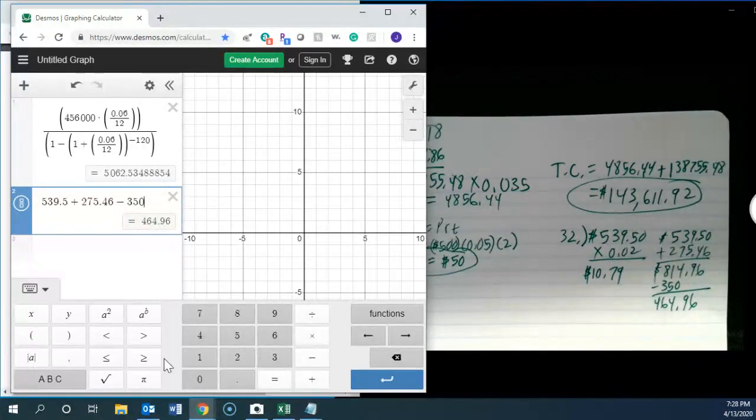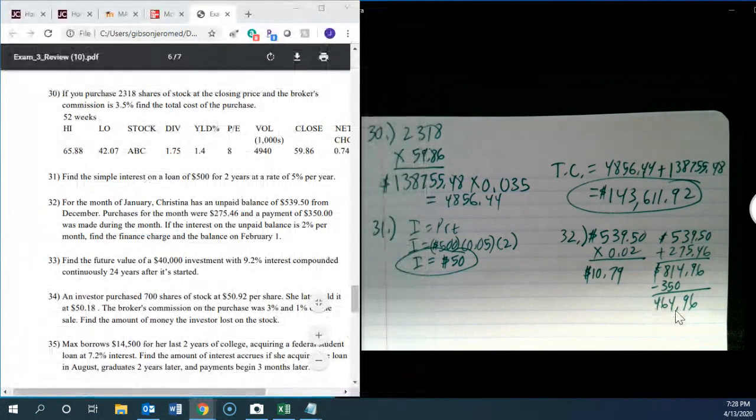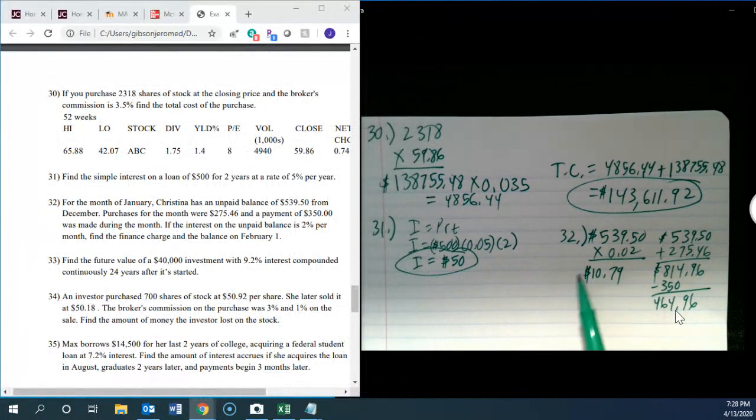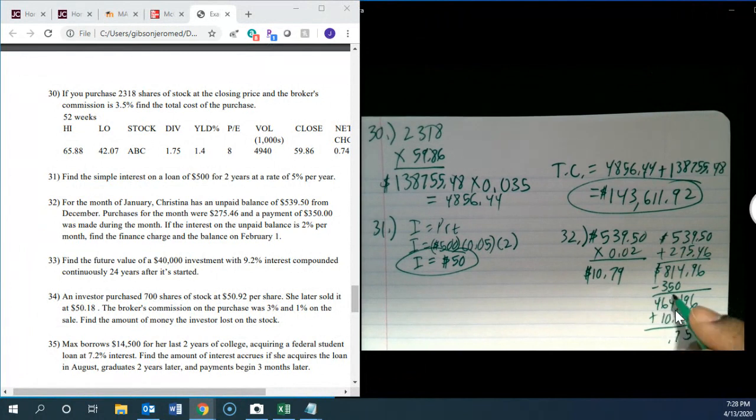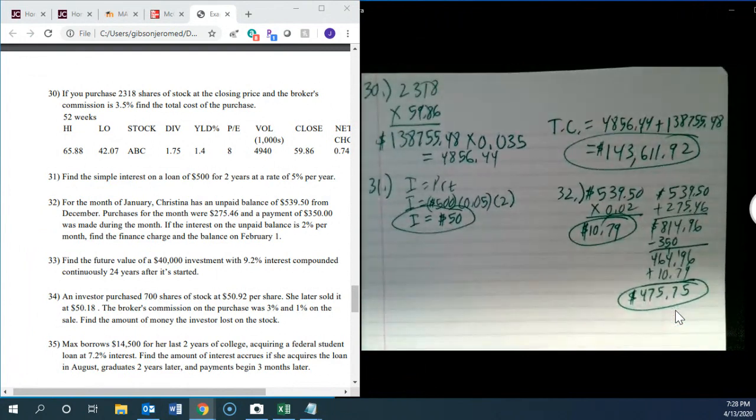So that'll give us $464.96. Okay. So now we have to add this finance charge here, which was $10.79. And when we add this will give us $475.75. So this will be the finance charge and then the amount that will be on there February 1st. All right.